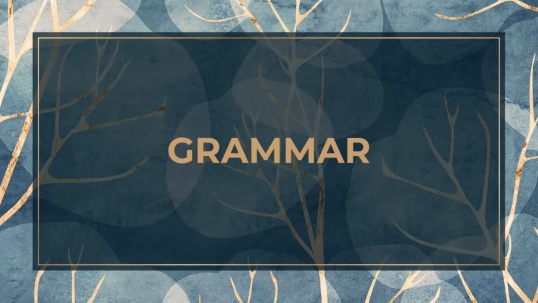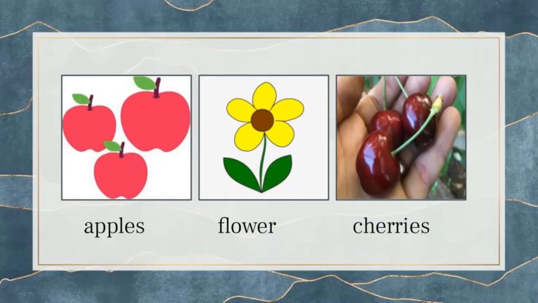Students, today we are going to see a new chapter in grammar. So, all of you be ready with your grammar book. Students, look at the given pictures carefully. What are they? They are apples, flower, and cherries. Is it right? Yes. Look at the first picture carefully.